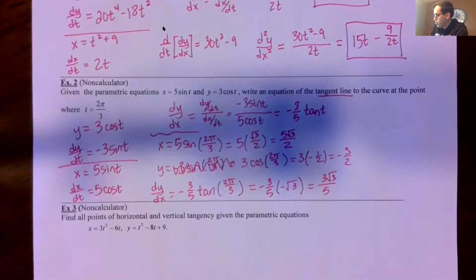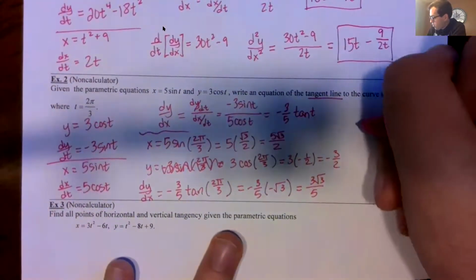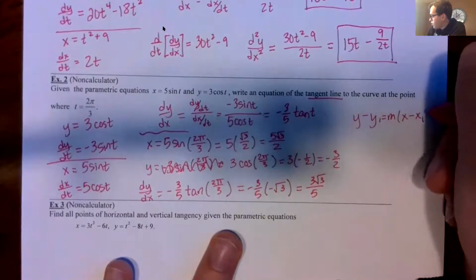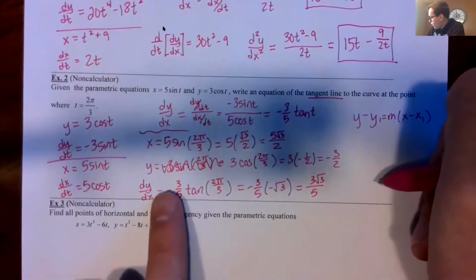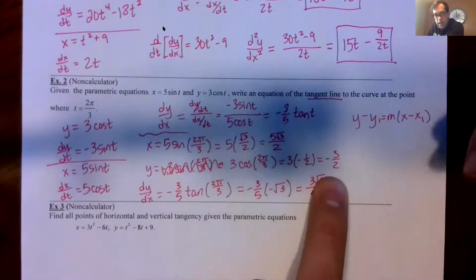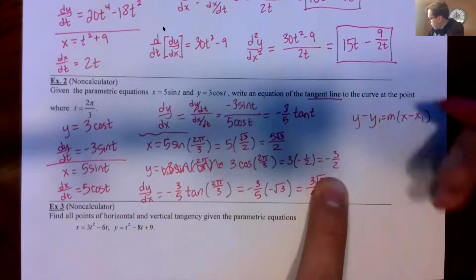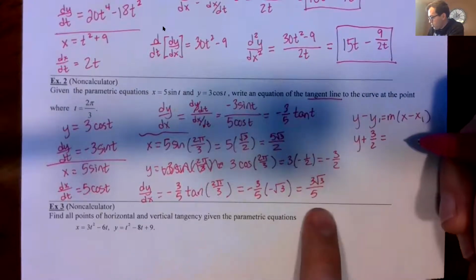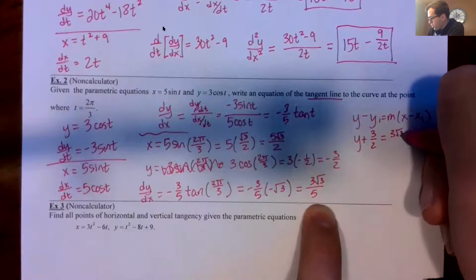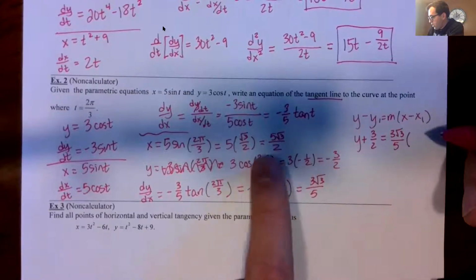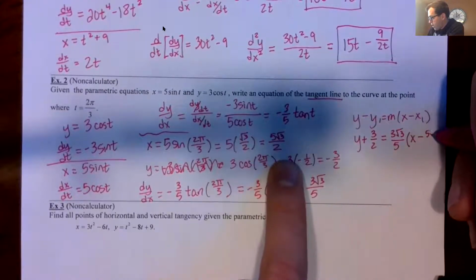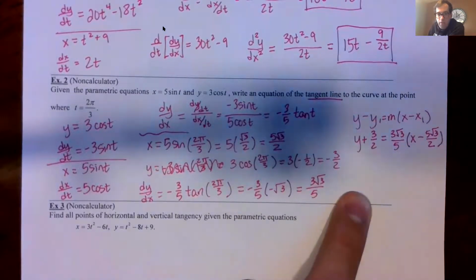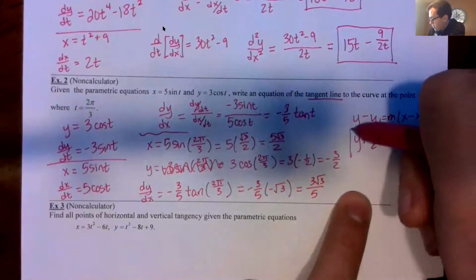Okay, so I'm just going to plug this into point slope form. So we have y minus y1 equals m times x minus x1. And so our y was negative 3/2. So that's going to be y plus 3/2 equals the slope, which is 3 root 3 over 5, times x minus 5 root 3 over 2. And that's a valid answer. I don't have to solve that for y, but I could pretty easily.